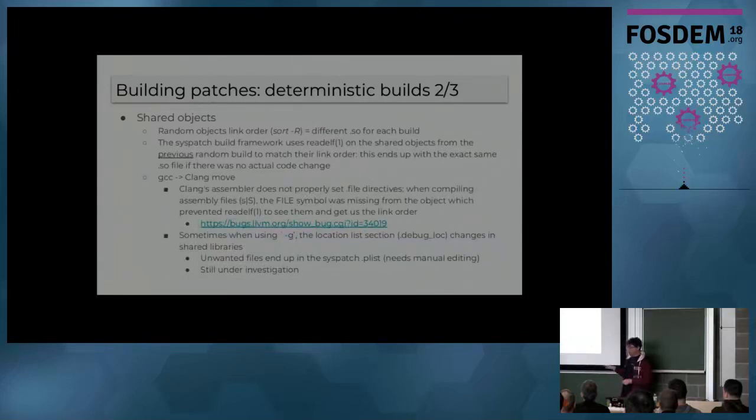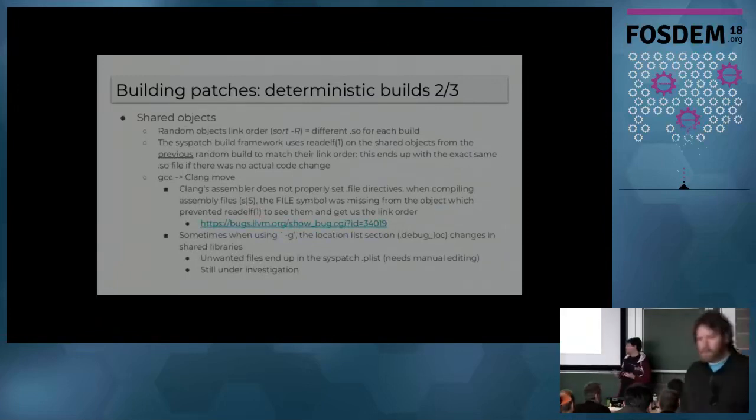We also build most of our stuff with -g, and sometimes it's not 100% reproducible. The location list section changes. So this particular issue is not fixed yet. What you end up with basically is a lot of false positives that you have to manually edit in the plist of the syspatch. It's still under investigation. We have no idea where this non-deterministic thing is coming from.